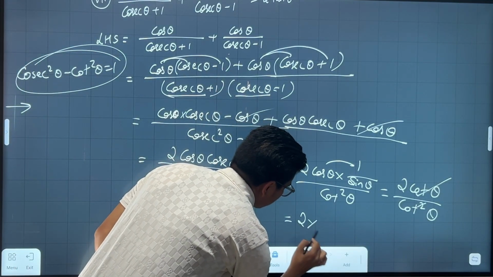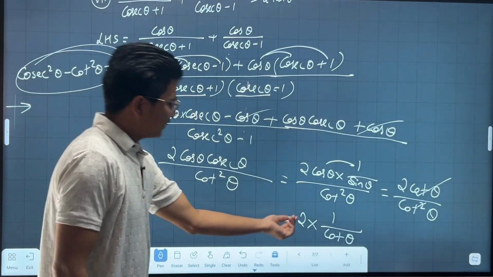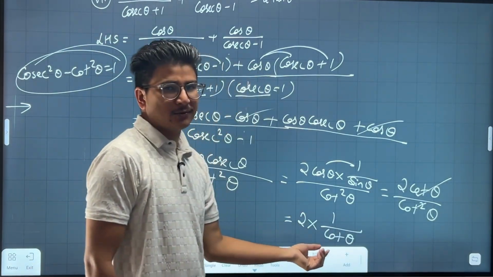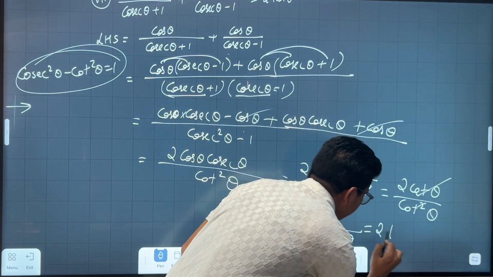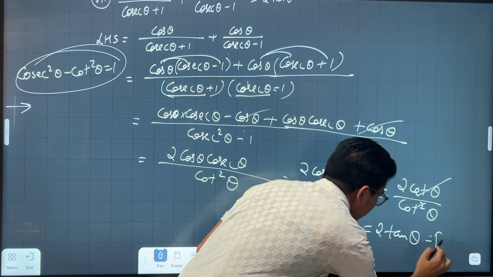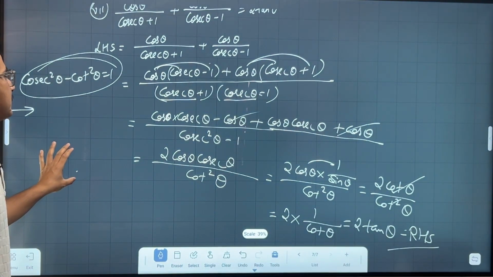2 divided by cot theta can be written as 2 into 1 by cot theta, correct. This is same like 2 divided by cot theta. Then 1 divided by cot theta is what? It is tan theta, reciprocal relation, right hand side. This is the proof. These are very simple questions.